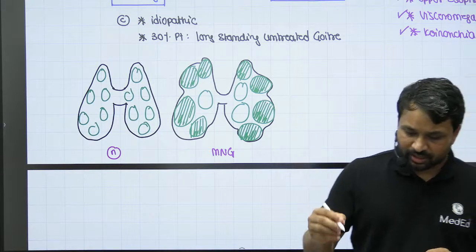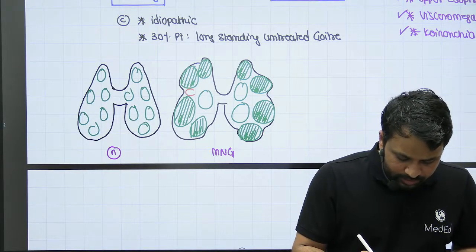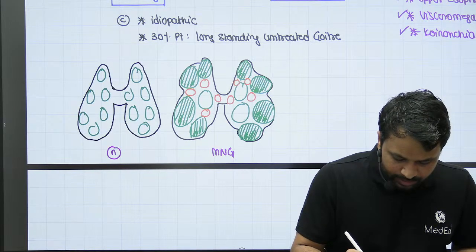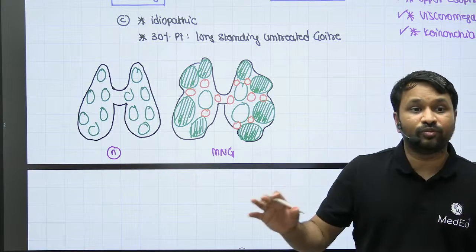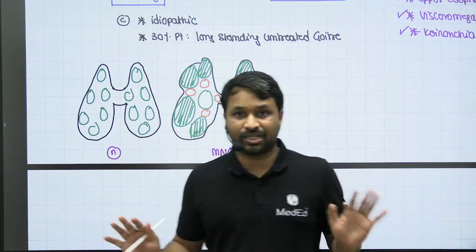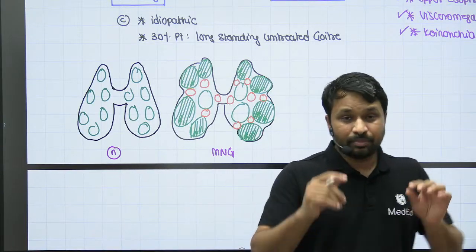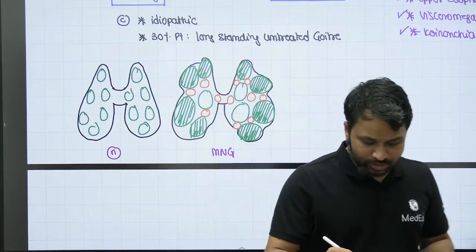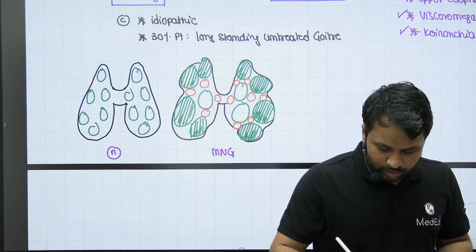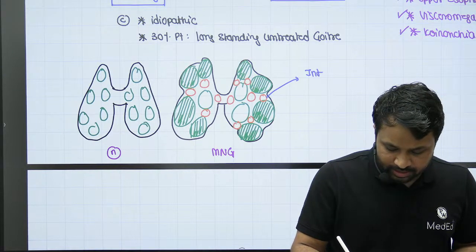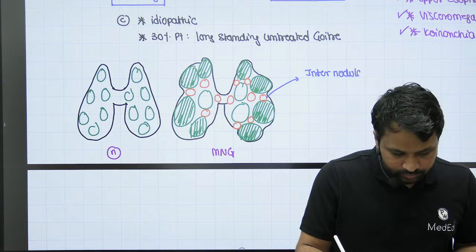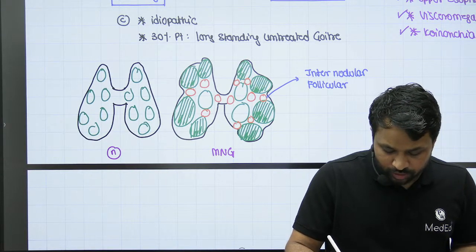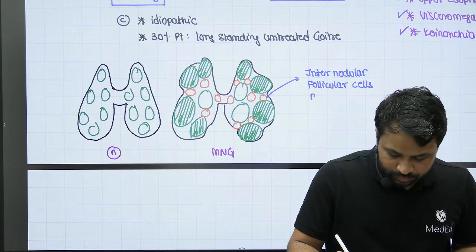If it is not treated, we don't know the exact reason, but the follicles which are present between these nodules become overactive. Why do they become overactive? That is beyond our understanding. We do not know exactly, but the word that we are going to use is internodular follicular tissue. The internodular follicular cells become overactive.